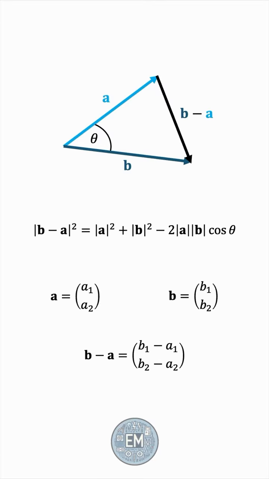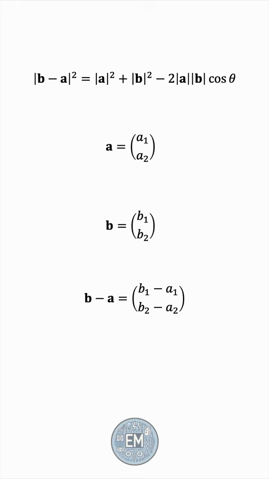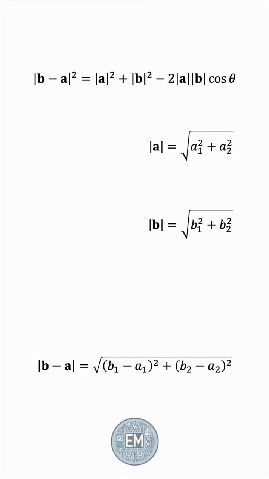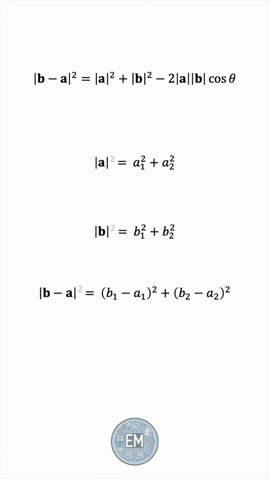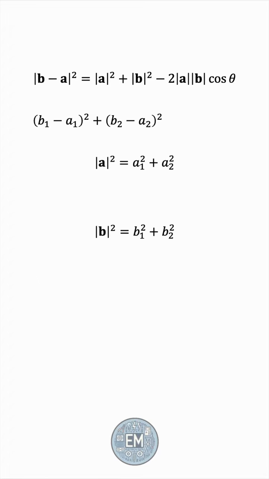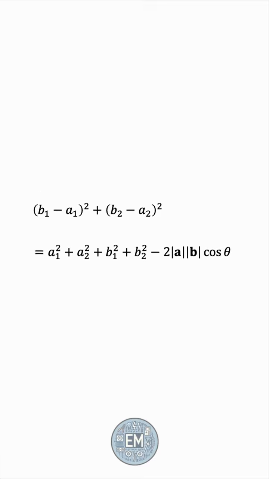Okay, now then, the equation involves the lengths of the three vectors, and these can easily be obtained from the Pythagorean theorem. Notice that the equation has the squares of the lengths, and so we'll lose the square roots. The equation becomes this is equal to this plus that, and then minus 2 length of a, length of b, cosine theta. So let's work with this equation now.